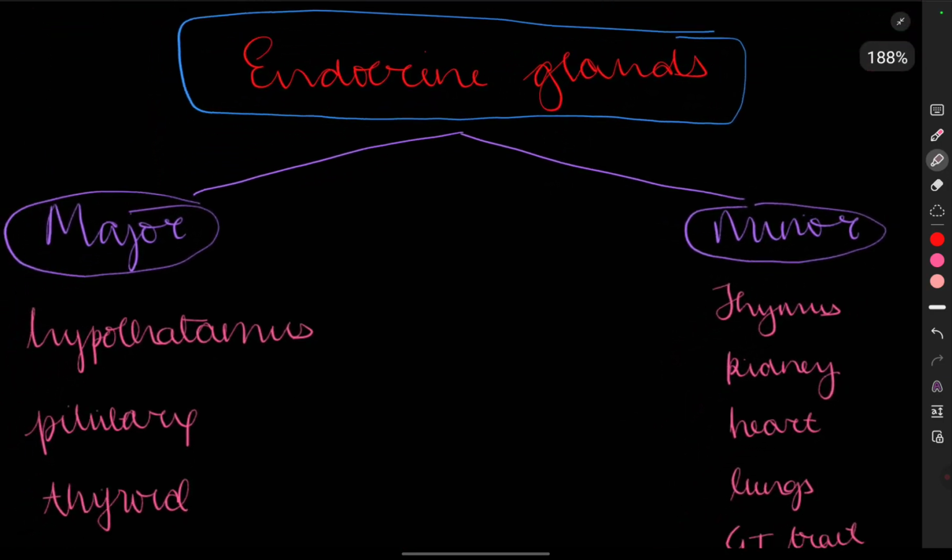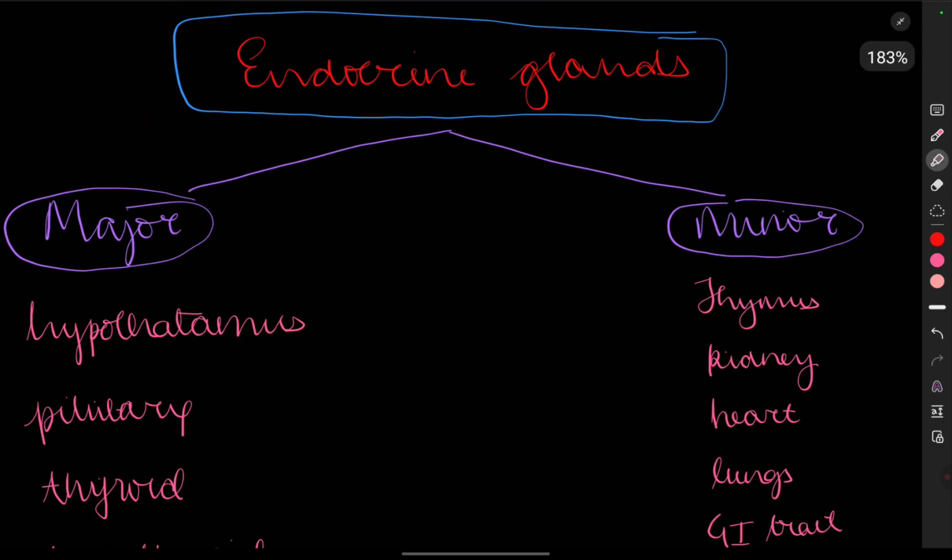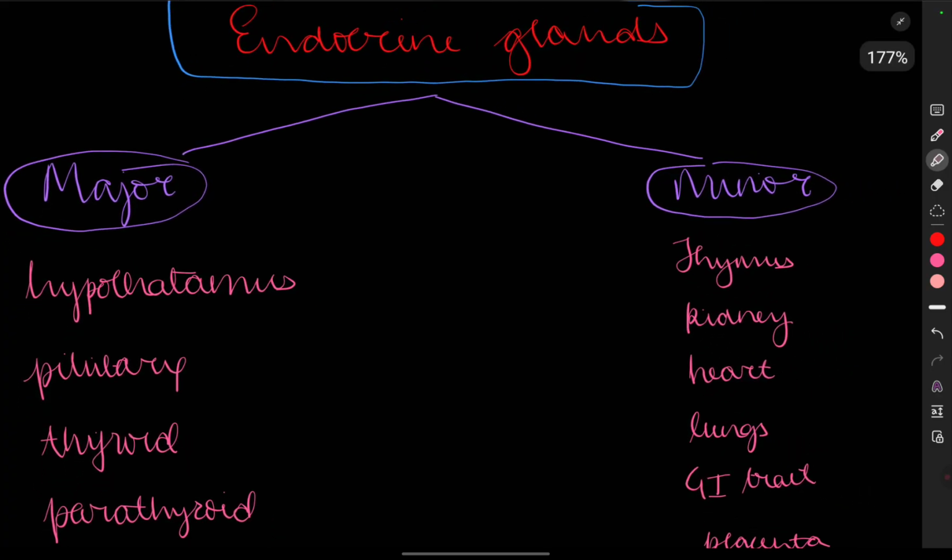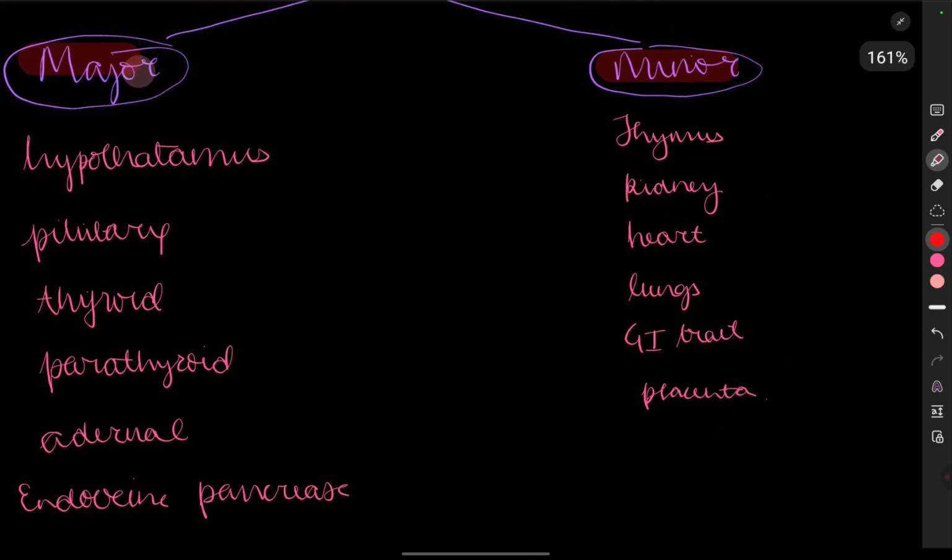Now what are the endocrine glands? Endocrine glands are those glands which secrete the hormones, and they are the ductless glands. So there are major glands and minor glands. We have two types of glands, the major gland and the minor gland. So what are the major glands?